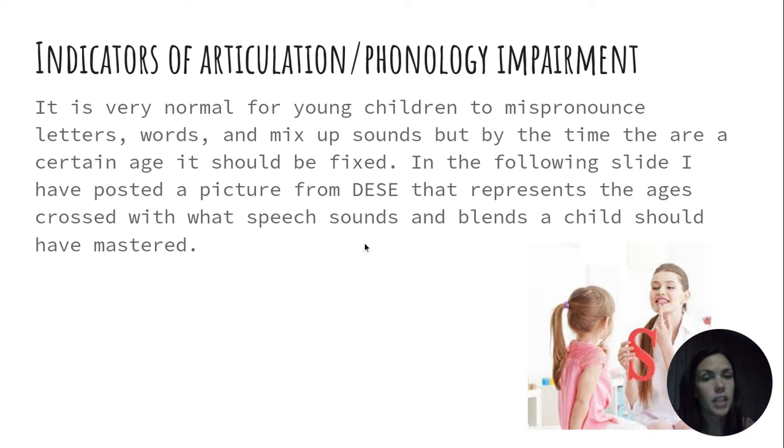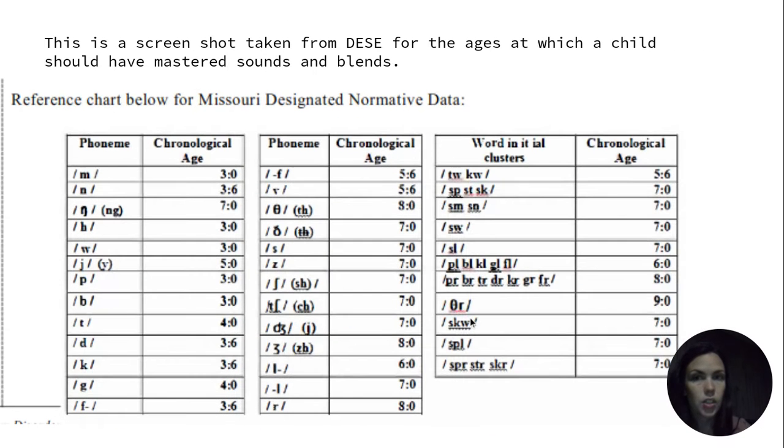Indicators of articulation or phonology impairment: it is very normal for young children to mispronounce letters, words, and mix up sounds, but by the time they're a certain age, it should be fixed. In the following slide, I posted a picture from DESE that represents the ages crossed with what speech sounds and blends a child should have mastered. So this is the picture that I screenshot and included.